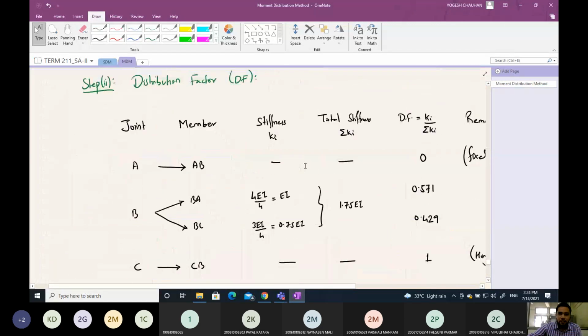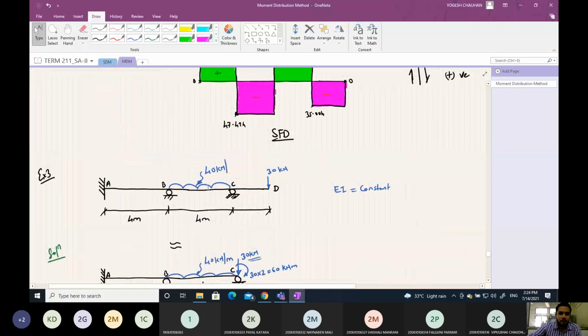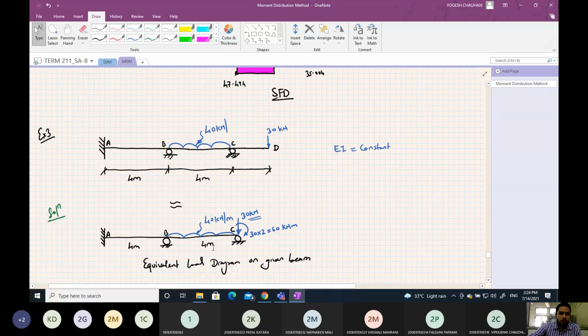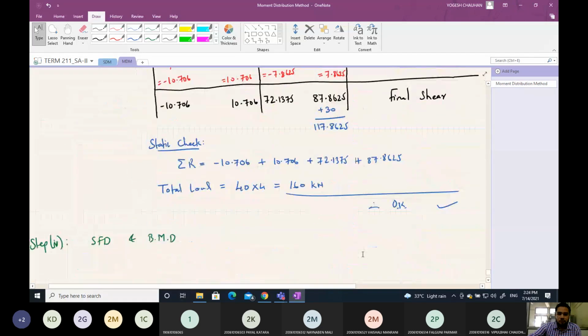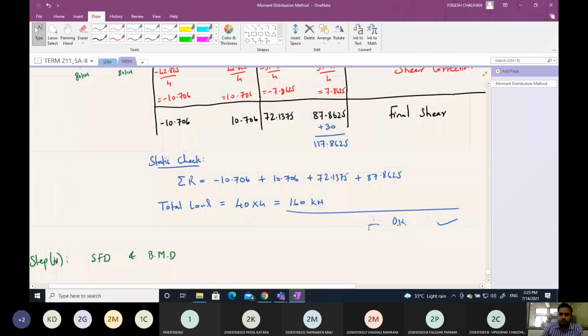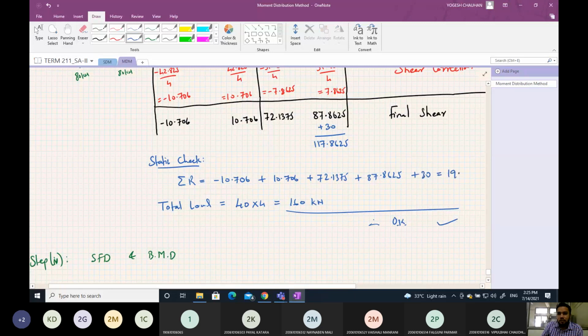The same thing should be reflected in the static check also, because we have considered this equivalent beam only, but in totality when we draw the shear force and bending moment diagram, we have to draw it for this complete beam, not for the equivalent beam. So let us add this also. So plus 30, so total load will be 190 kilonewton. Same way adding 30 kilonewton load here also, plus 30, so that will be 190 kilonewton.